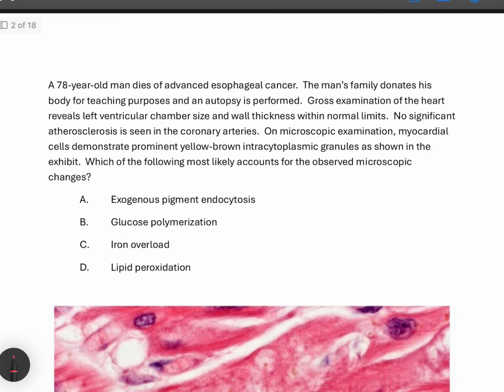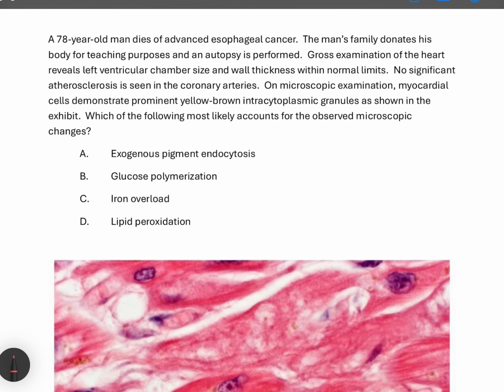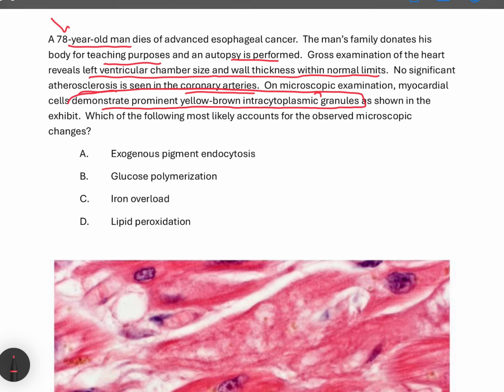If we move to the next question: a 78-year-old man dies of advanced esophageal cancer. The man's family donates his body for teaching purposes and an autopsy is performed. Gross examination of the heart reveals left ventricular chamber size and wall thickness within normal limits. Non-significant atherosclerosis is seen in the coronary arteries. On microscopic examination, myocardial cells demonstrate prominent yellow-brown intracytoplasmic granules. As shown in the exhibit, which of the following most likely accounts for the observed microscopic changes?